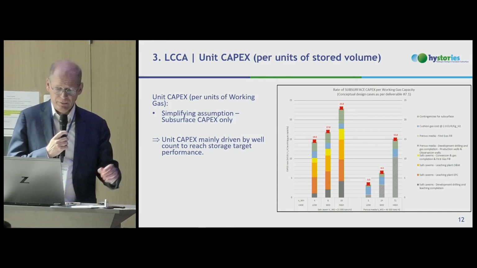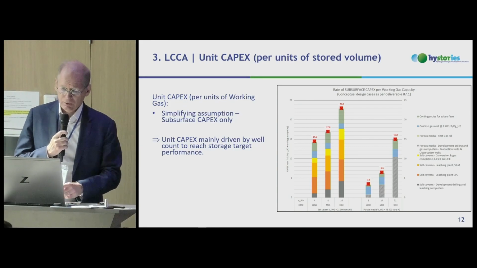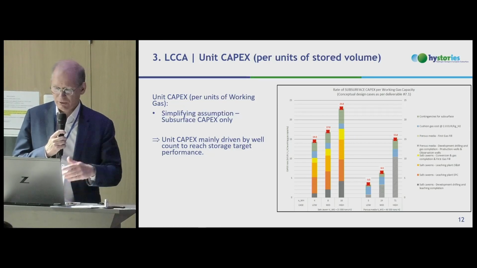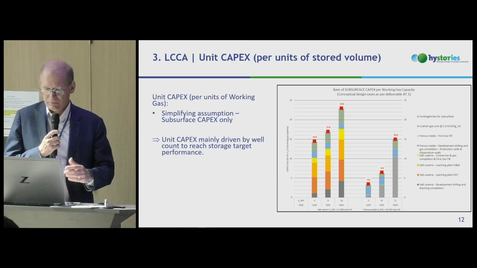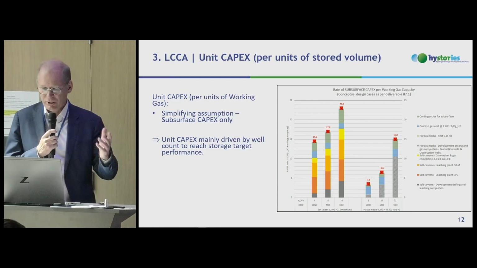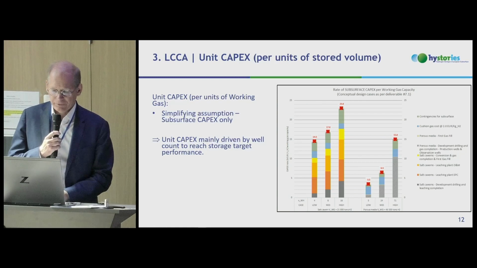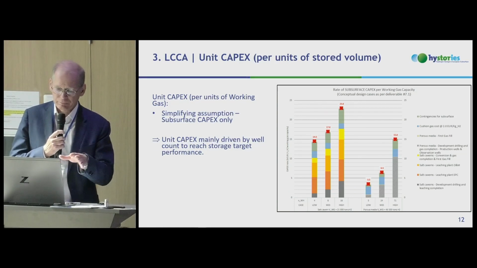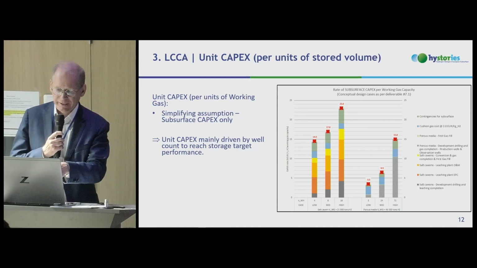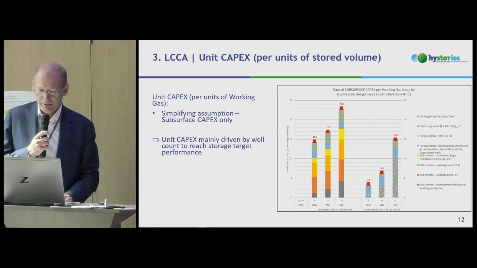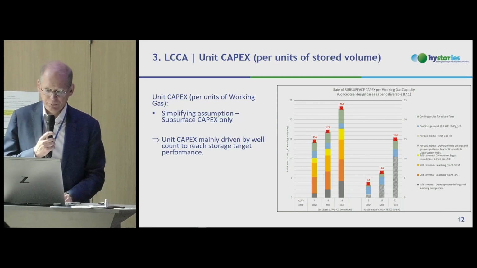There are reasons behind this, and the colors are there to distinguish different aspects of the cost, like leaching plant, etc. And in terms of cost, we end up with something like, you see, between 10 and 20 euros per kilogram of hydrogen.